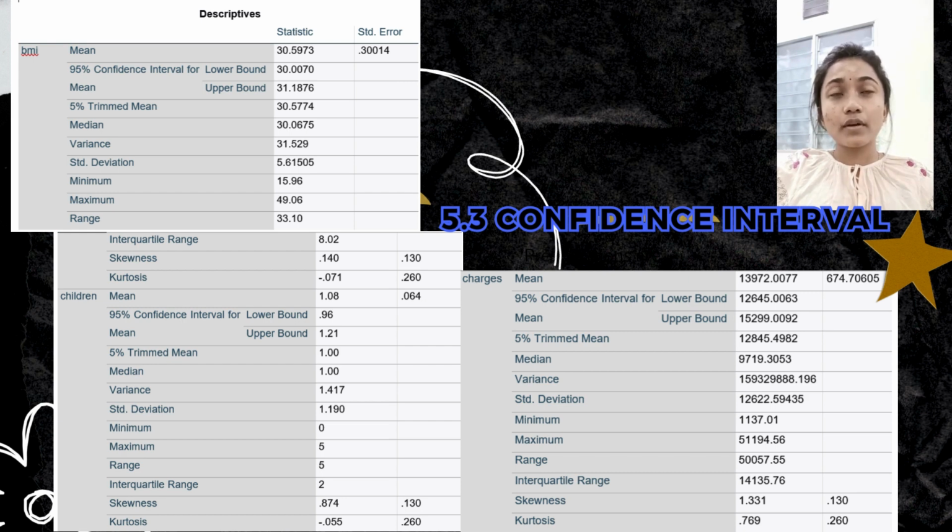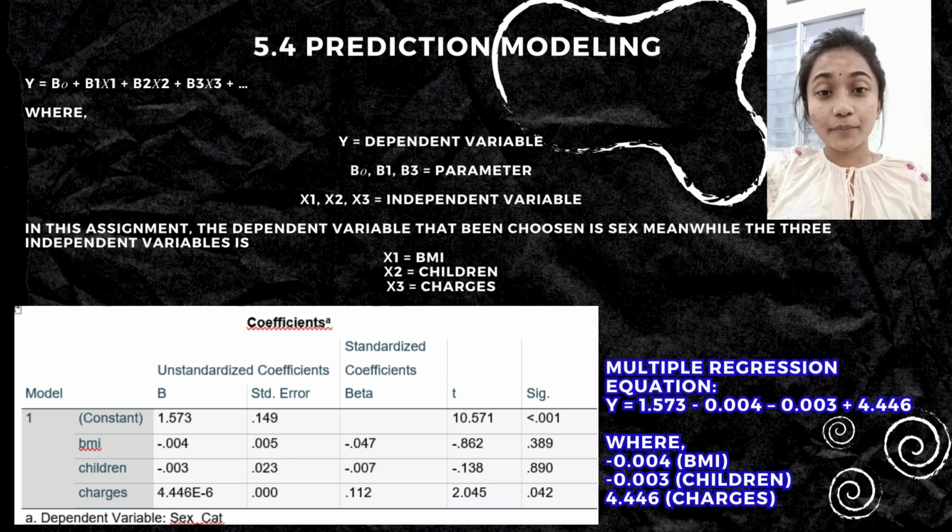For charges, the lower and upper boundaries are 12,645.0063 and 15,299.0092 respectively, with a standard error of 674.70605. These values provide a range within which the population parameter is likely to fall with a 95% confidence level. Here I am going to present both the prediction modeling and the coefficients.